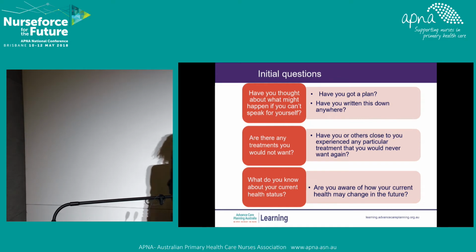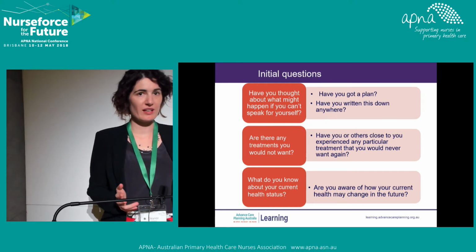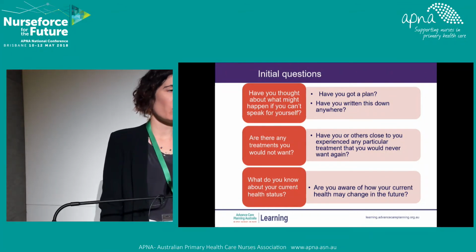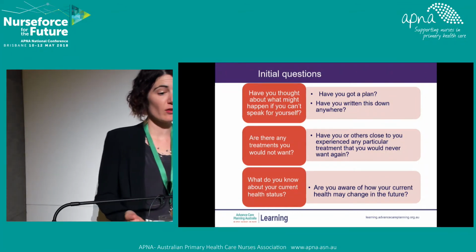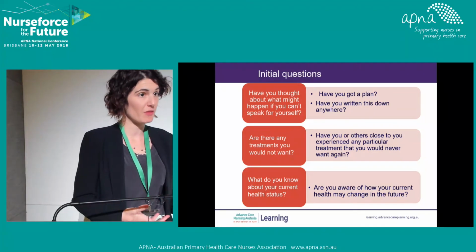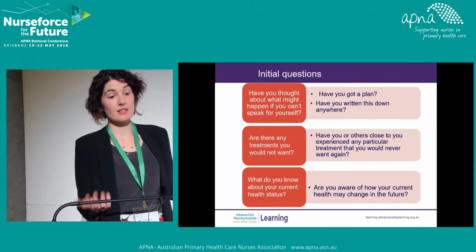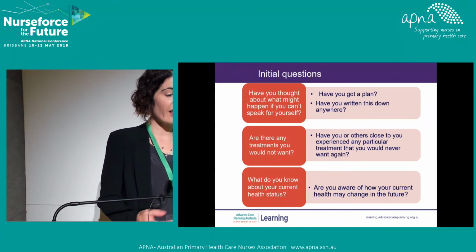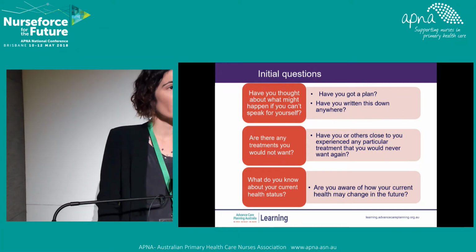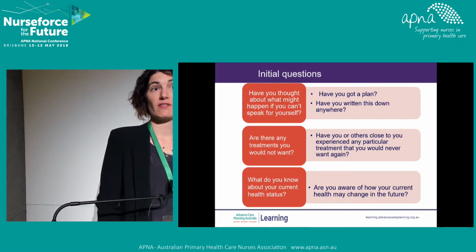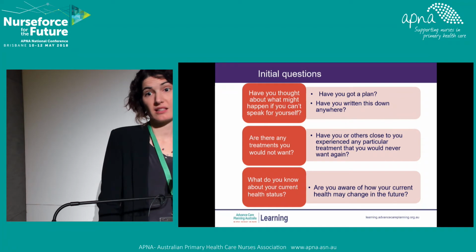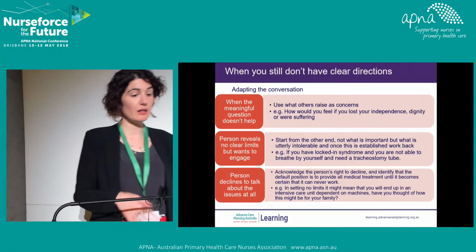So I'll move on now to the initial questions when advance care planning. The first thing that we often ask our patients is, have you thought about what might happen if you can't speak for yourself? So you can ask, have you got a plan? Have you written this down anywhere? And are there any treatments you would or wouldn't want? And that might be because they've seen somebody else go through a disease pathway, and they may have been exposed to various different illnesses.